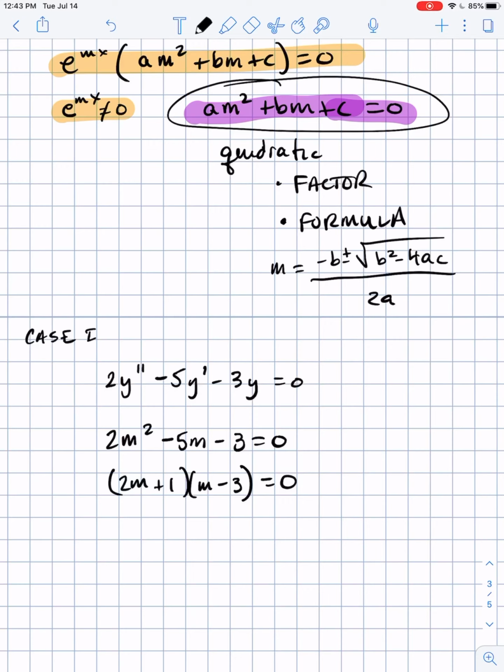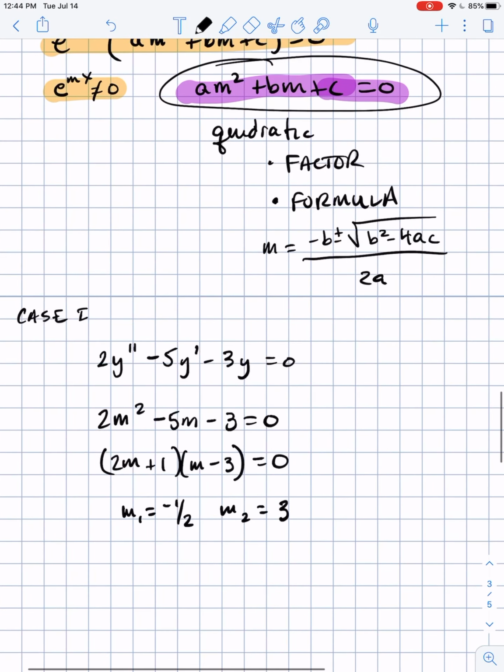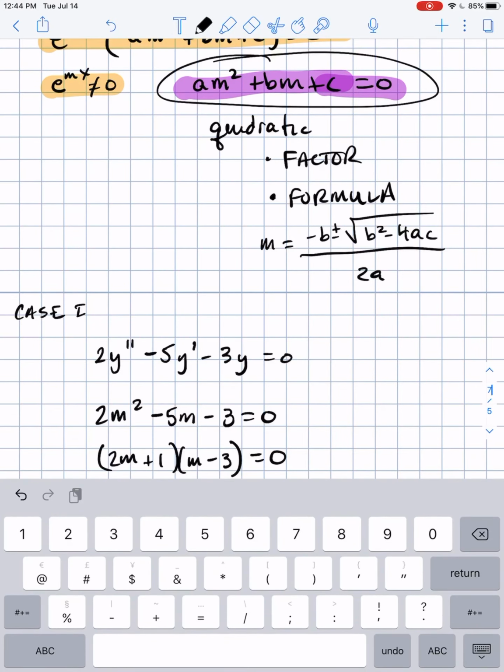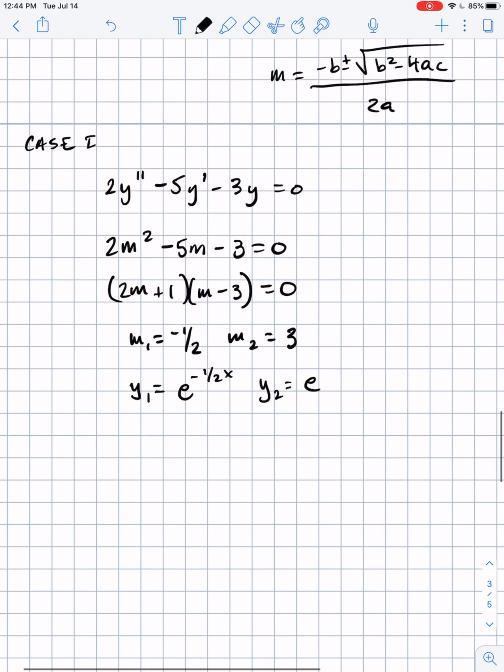And I'll get 2m plus 1, m minus 3, right, equals 0. Okay, so here we get 2 values for m. m1 is going to be negative 1/2. m2 is going to be 3. It doesn't matter the order. If you put m1 as 3, it's fine. Okay, now once you get this set up, you really get 2 values. You get y1 is going to equal e to the negative 1/2 x, and y2 is going to equal e to the 3x, sorry about that.